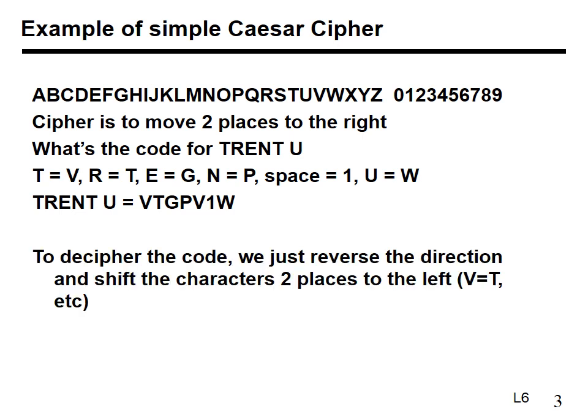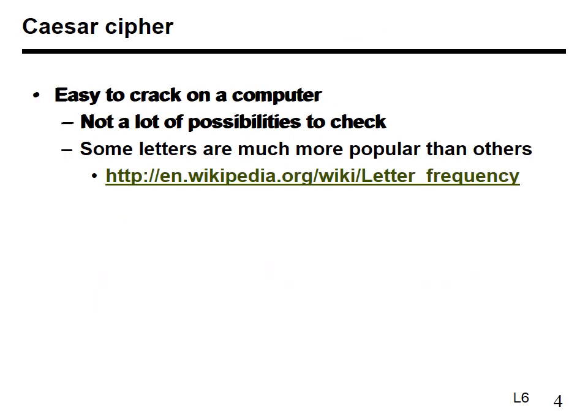So to decipher the code, we just reverse the direction. So we take the coded letter and then shift it two places to the left to recover the original message. So Caesar ciphers, they're fine in the pre-computer days, but with a computer it's very easy to crack a Caesar cipher. There's not a lot of possibilities to actually check.